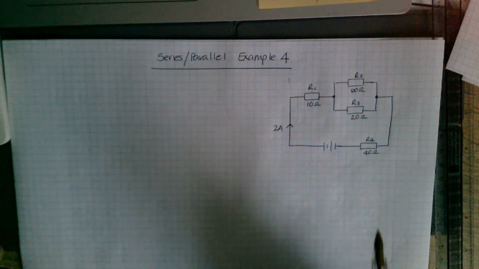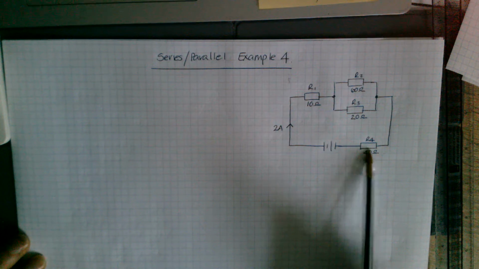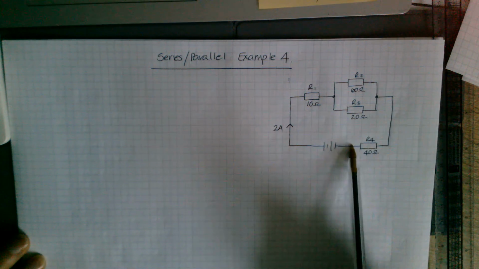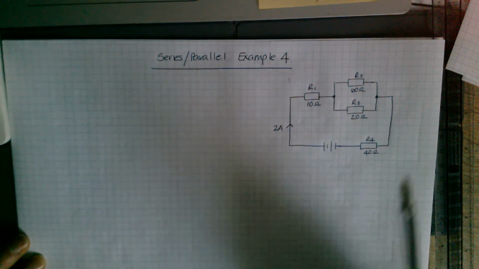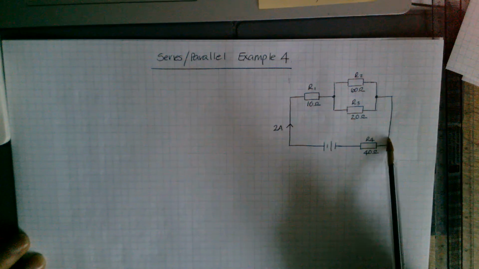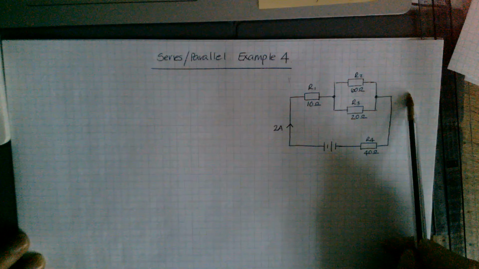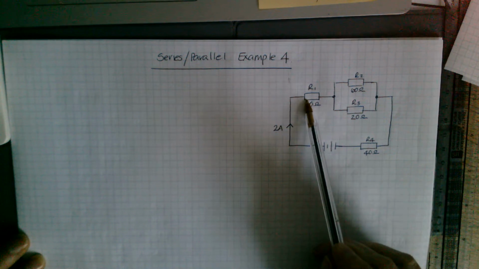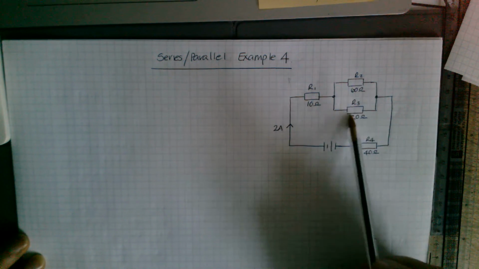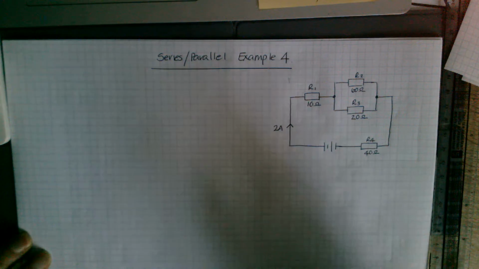Now what you should notice in this one, R4 is down here, but it's not in parallel with this. It's in the current path. So if you imagine you could take that R4 and slide it round, and if you could stretch that wire out, it would be in the same line as that. So it's really R1 in series with R2 and R3 in parallel, in series with R4.